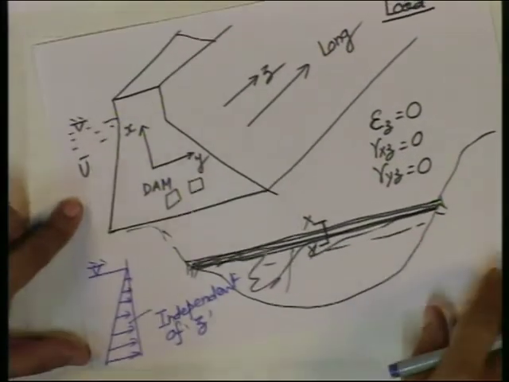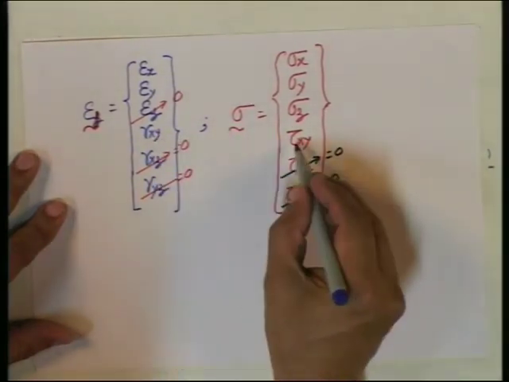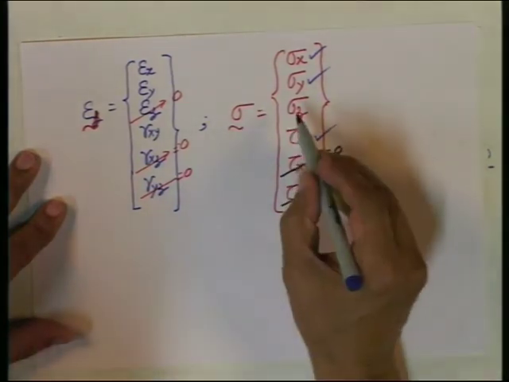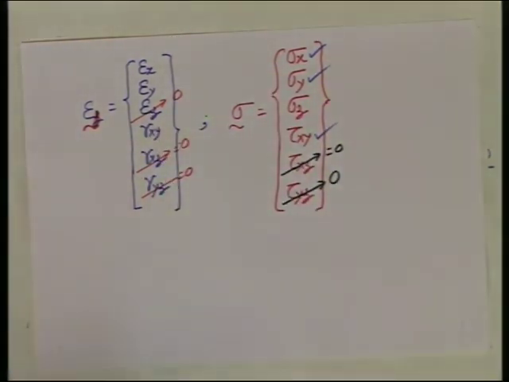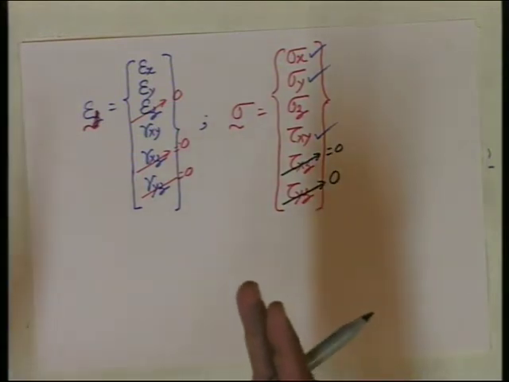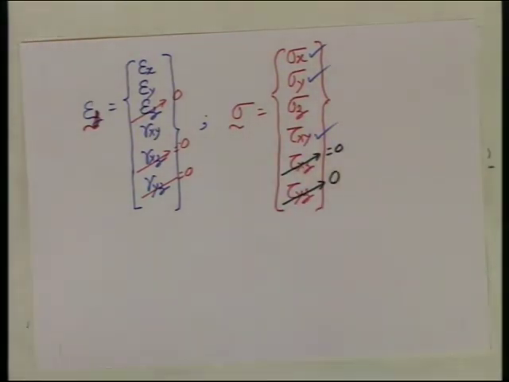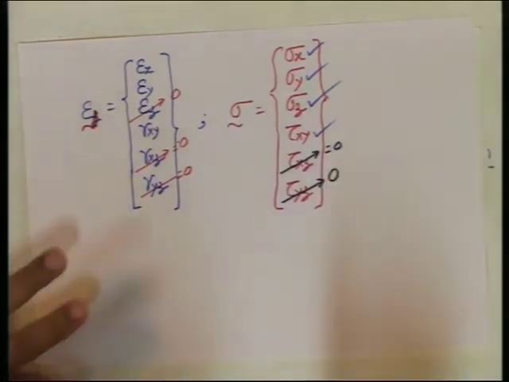In that case, this one will be 0. This will be present, this also will be present, this also will be present. What about this? Epsilon z is 0. Will sigma z be present? Yes. Because it is confined in the z direction, the dam will try to expand or contract with temperature change, but because of fixity it will not be able to expand, and therefore stress will be created in the z direction. So this one will be present.